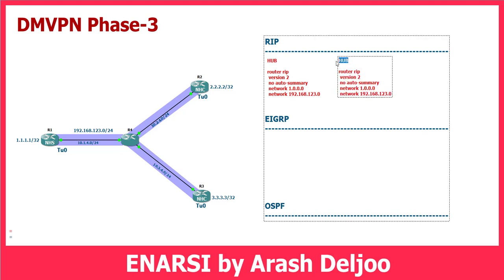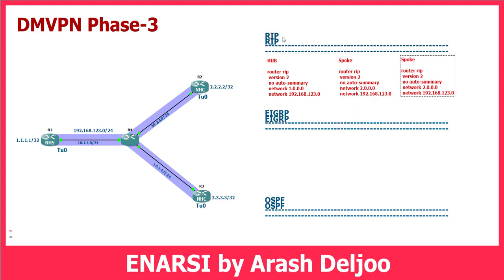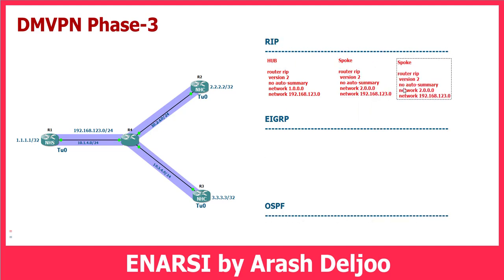In the spoke routers, we are configuring this command: router rip, version 2, no auto-summary, network 2.0.0.0, then network 192.168.123.0. Also in the next spoke router, we should configure, spoke 2 means router 2 and spoke 3 means router 3. Here we should use only network 3.0.0.0.